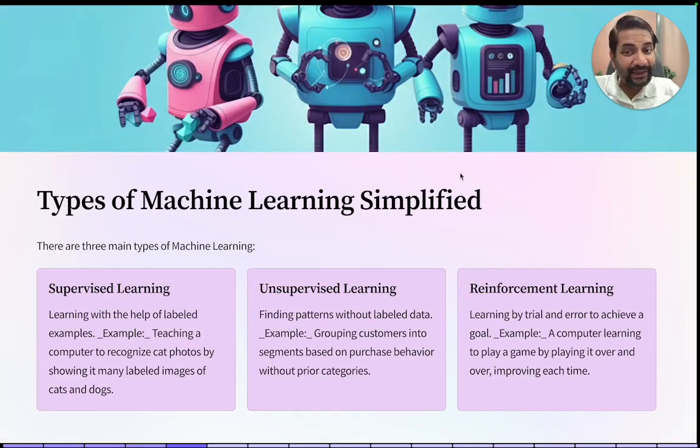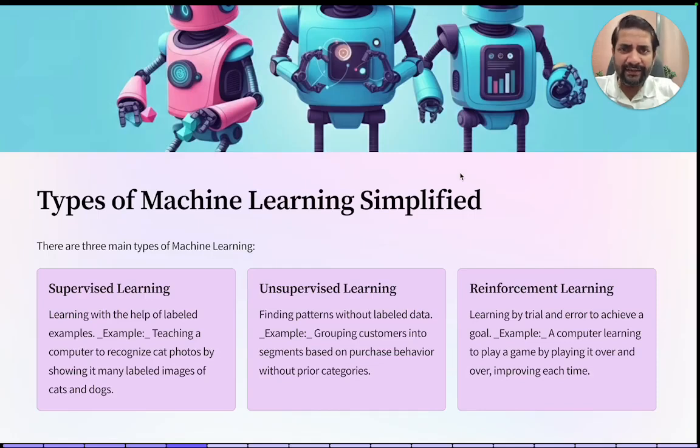Let's talk about some types of machine learning. There are three main types of machine learning: supervised, unsupervised, and reinforcement. Supervised learning. Learning with the help of labeled examples. Example, teaching a computer to recognize cat photos by showing it many labeled images of cats and dogs. Or working on an AI app that recognizes your face and builds similar images. So that's supervised learning.